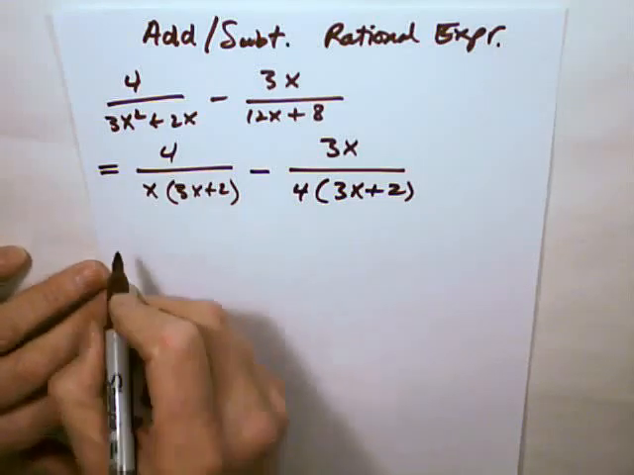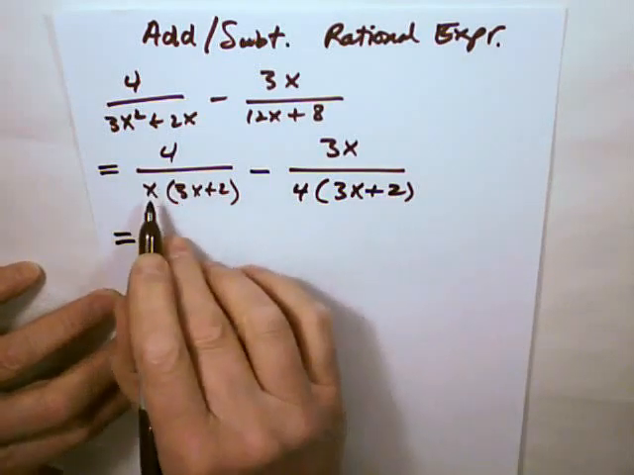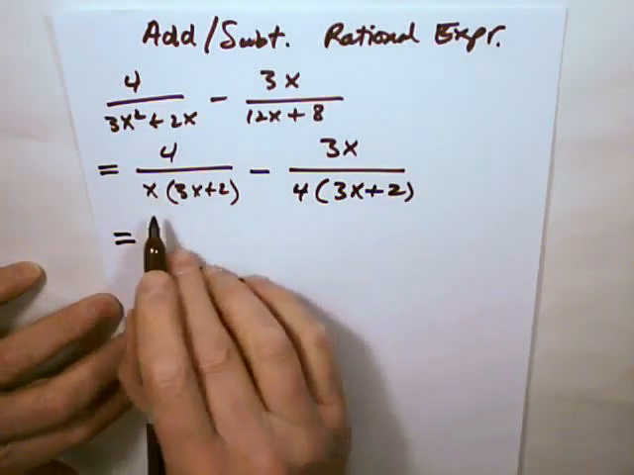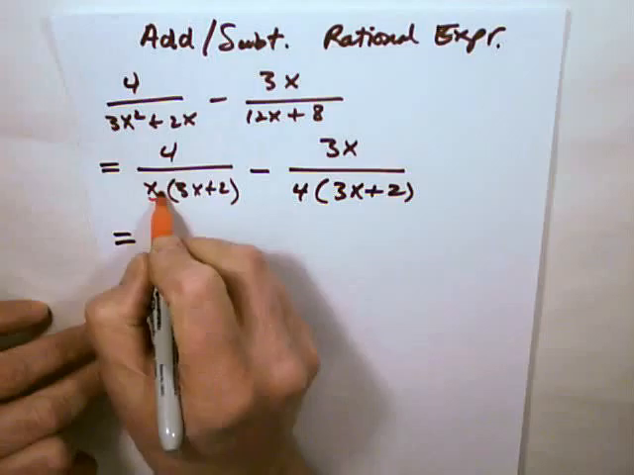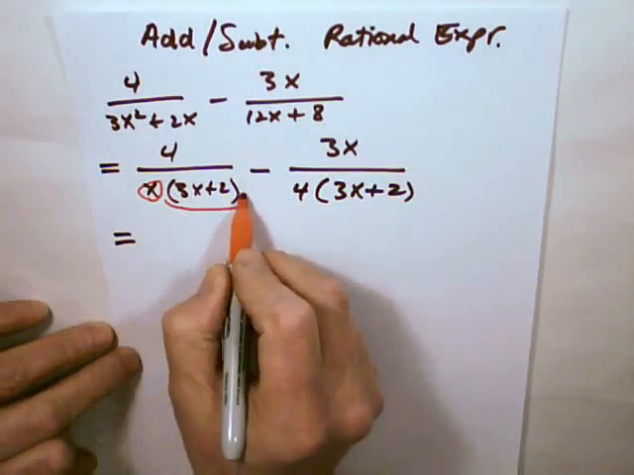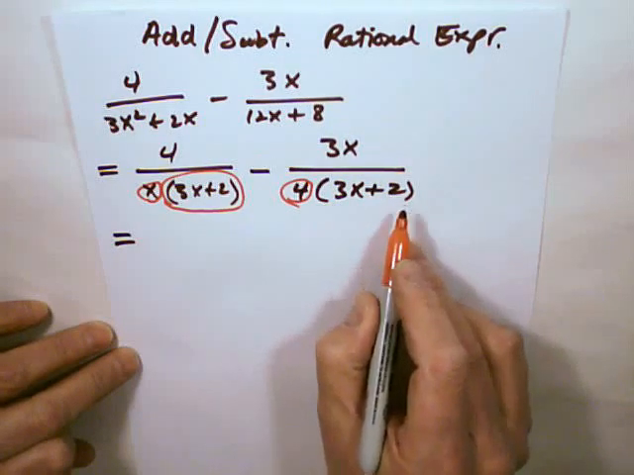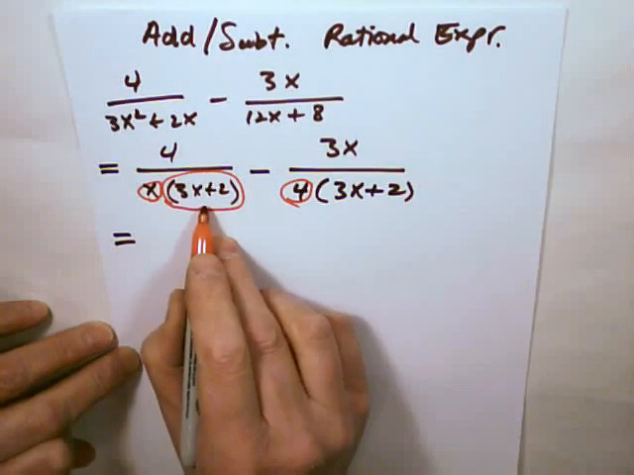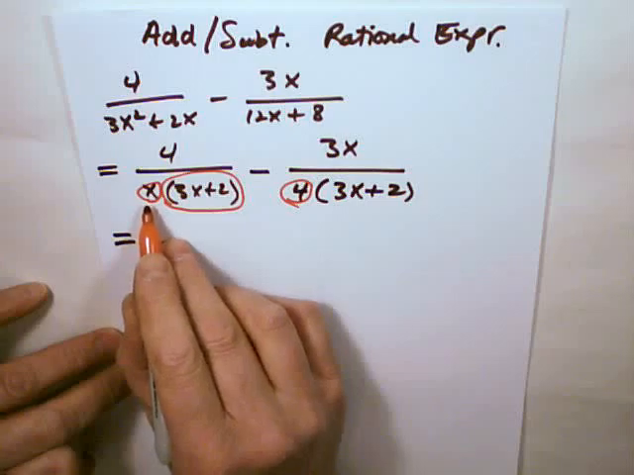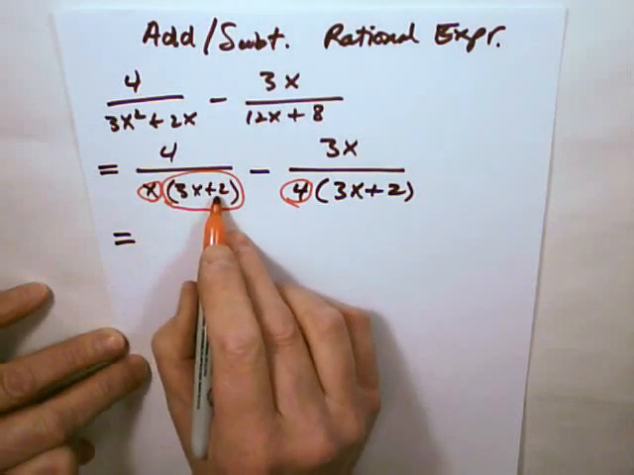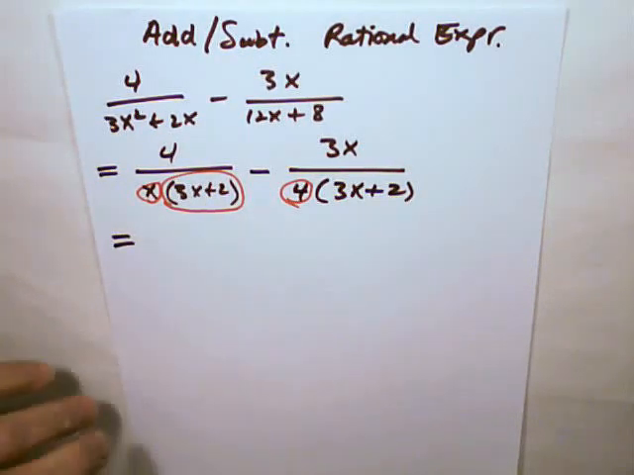Okay, so now, can you recognize what's needed? I'm going to have to take this x factor, and I'm going to have to take the 4. I don't have to take the 3x plus 2 again because it's already represented over here. So the 4 times the x times the 3x plus 2 is going to be my new common denominator.